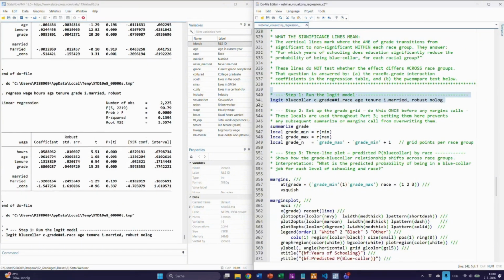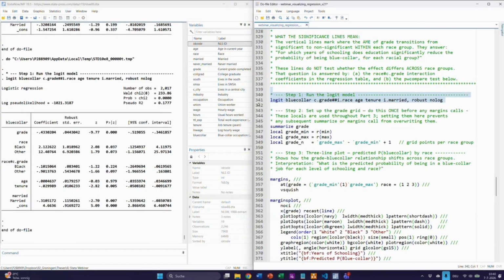Now, I'm going to run this logit regression, and again, it includes an interaction term. We already know that the two hashtags here indicate that I want to interact, that is multiply two variables. In this case, grade is the number of school years, and then race is the categorical variable that we had earlier. It had white, black, and other.